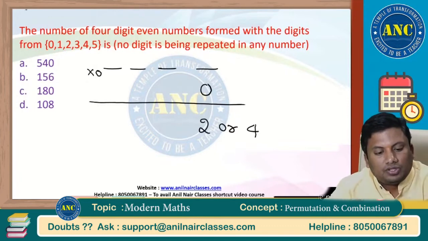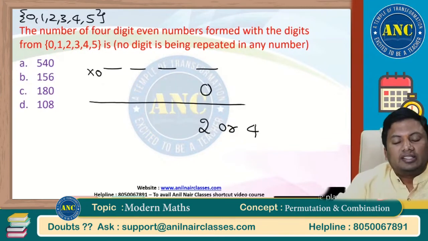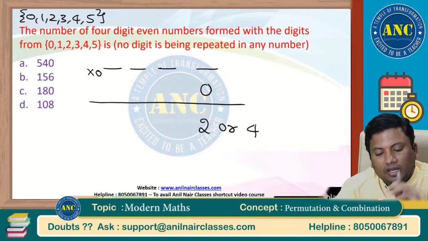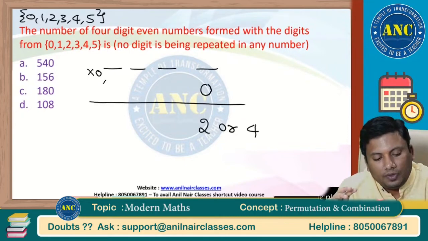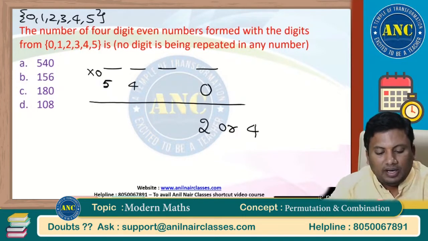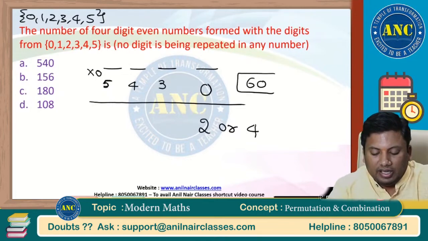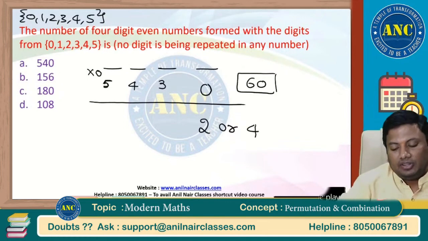So from 0, 1, 2, 3, 4, 5, total 6 digits are there. 0 is fixed, so 5 digits will come. Out of 6 digits, 2 digits are fixed. 4 will come, and here 3 will come. There are 16 numbers, even numbers, which will end with 0.